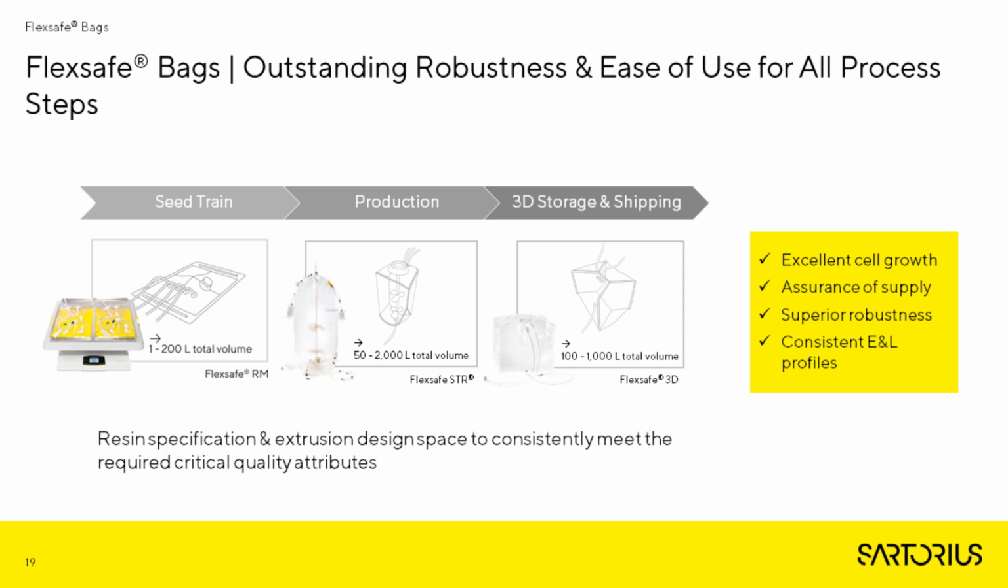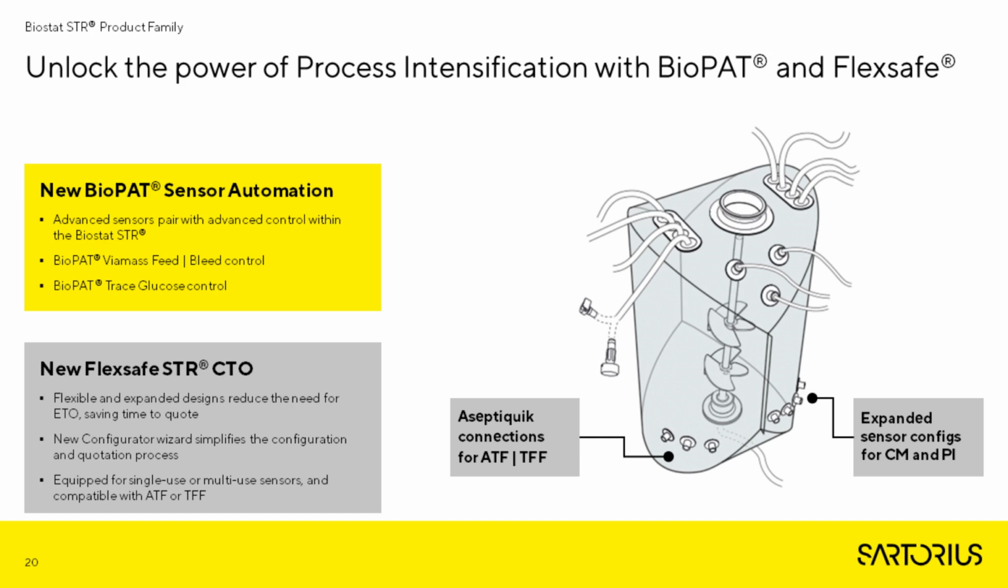Here, very important, the FlexSafe film is the same in our SDR bags as in the RM bags, as well as in our storage or shipping bags, which really is crucial for excellent cell growth. It has a superior robustness, and it really helps the lot-to-lot consistency of cell growth, robustness, purity, sterility, and cleanliness. So that's an outlook on why FlexSafe is used in both technologies.